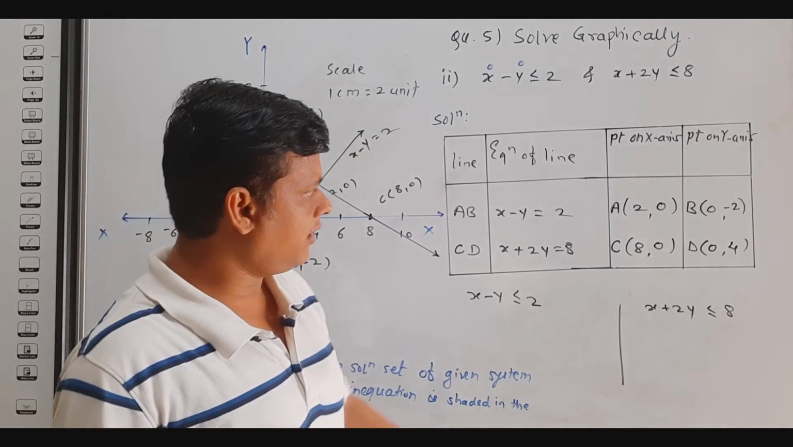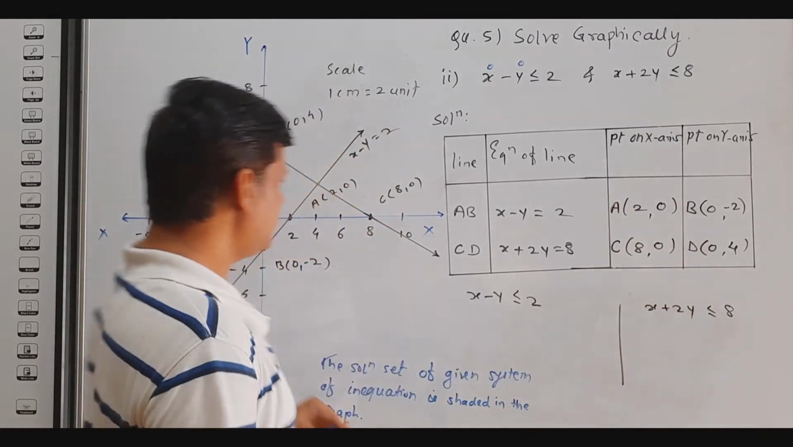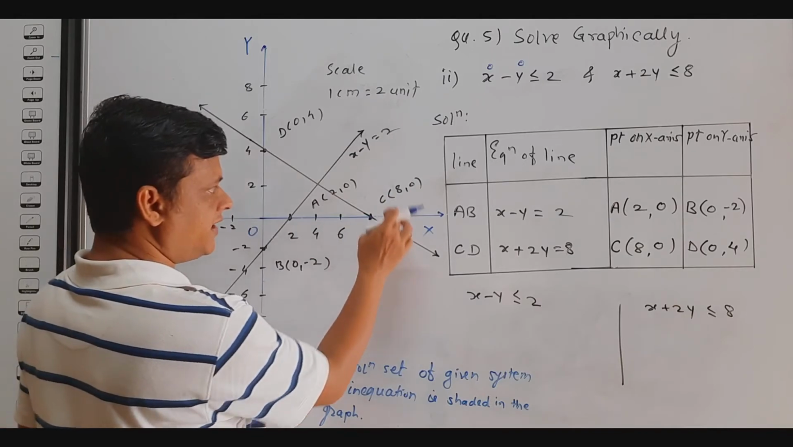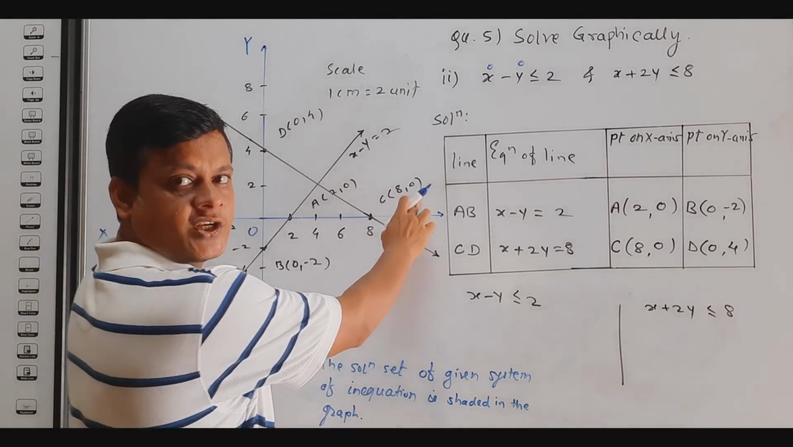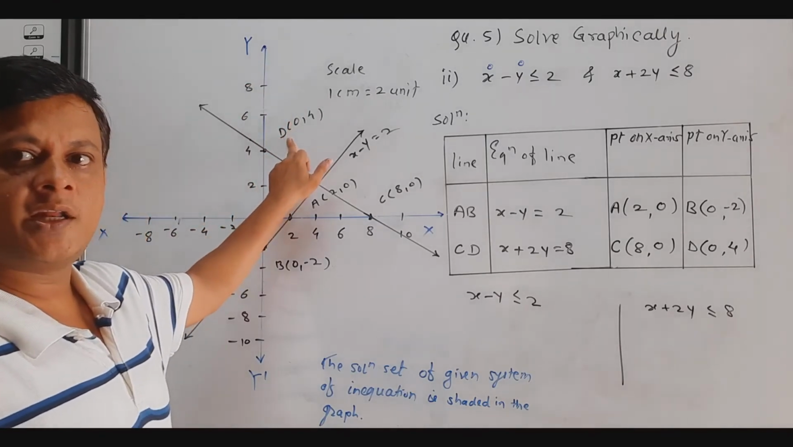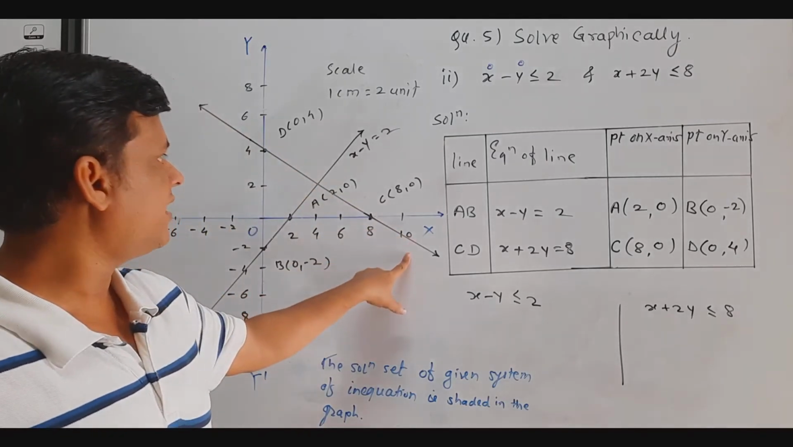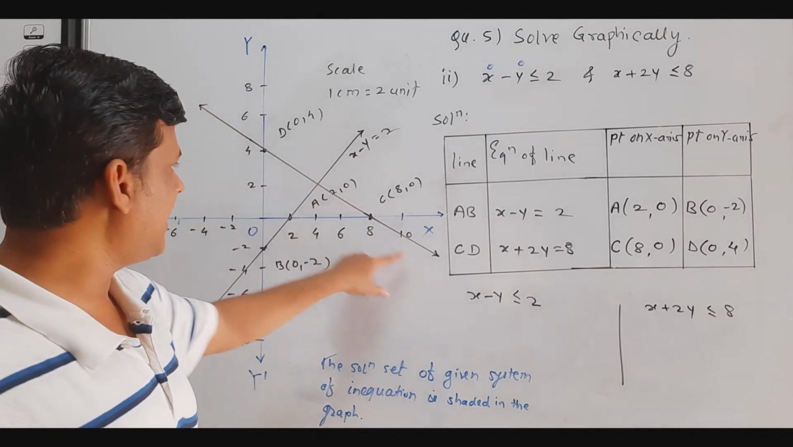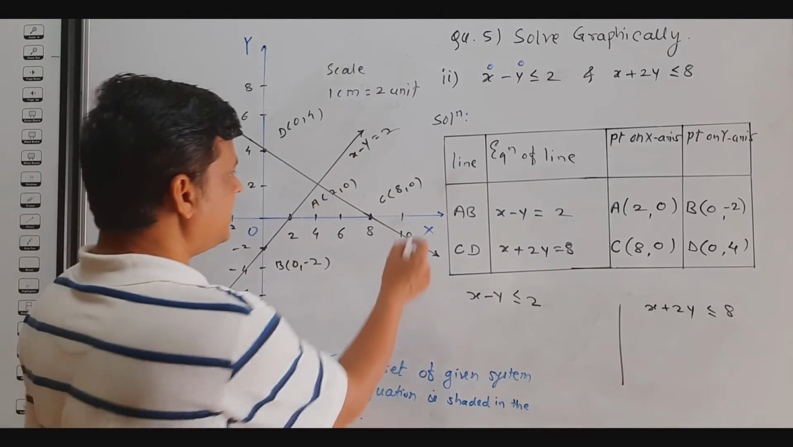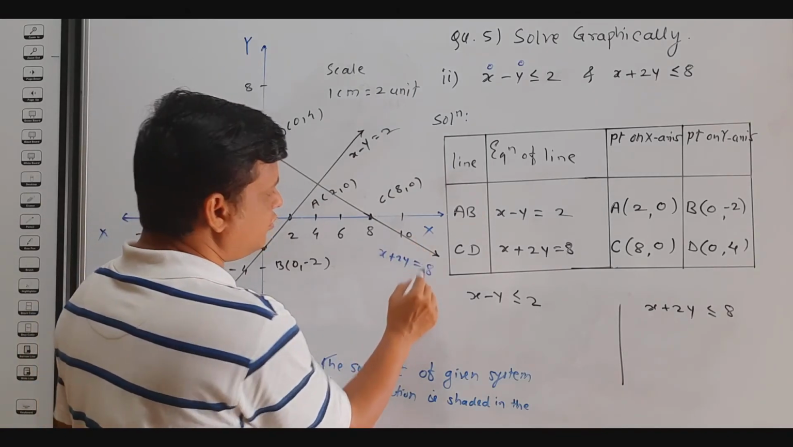Similarly, we draw a line passing through these 2 points C and D. So we take point C on the x-axis whose coordinate is (8, 0), and point D on the y-axis whose coordinate is (0, 4). So we draw a line passing through these points C and D. So this is line CD. The equation of this line CD is x plus 2y equals 8.